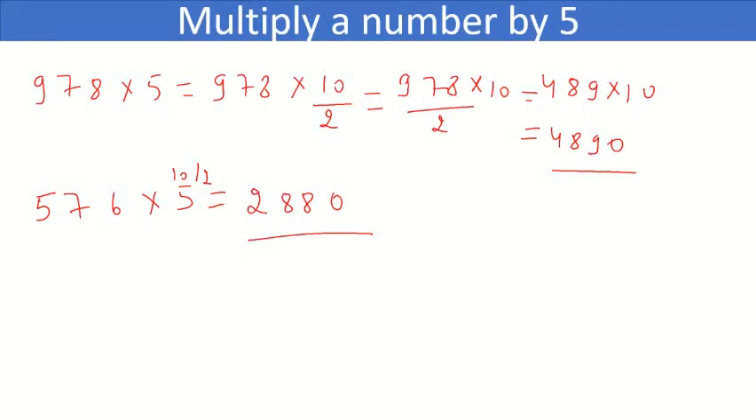Let's take another example. You have to multiply 1756 with 5. We will do it mentally. First of all, we divide it by 2, so it will result in 878, and then we will multiply it with 10. So the result will be 8780. This is our final answer.